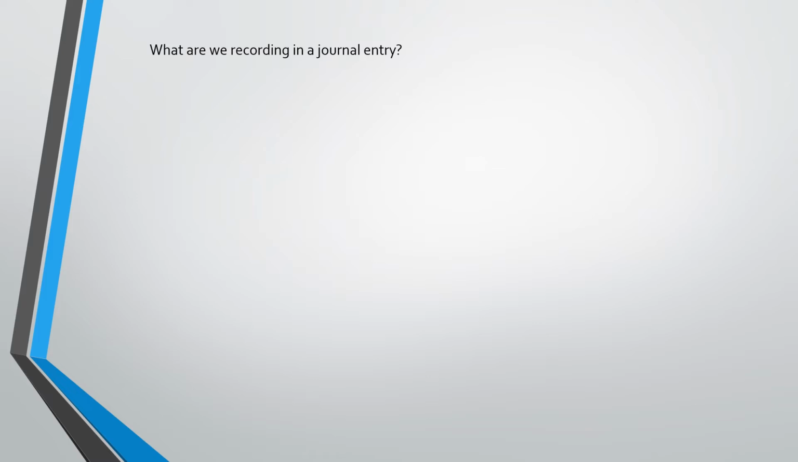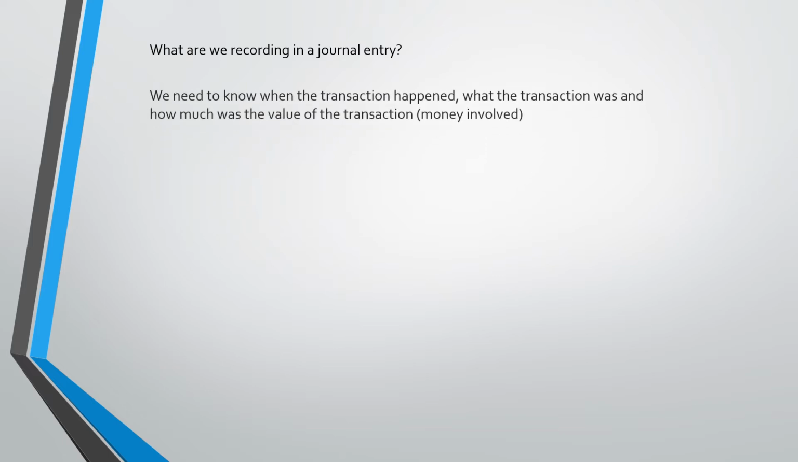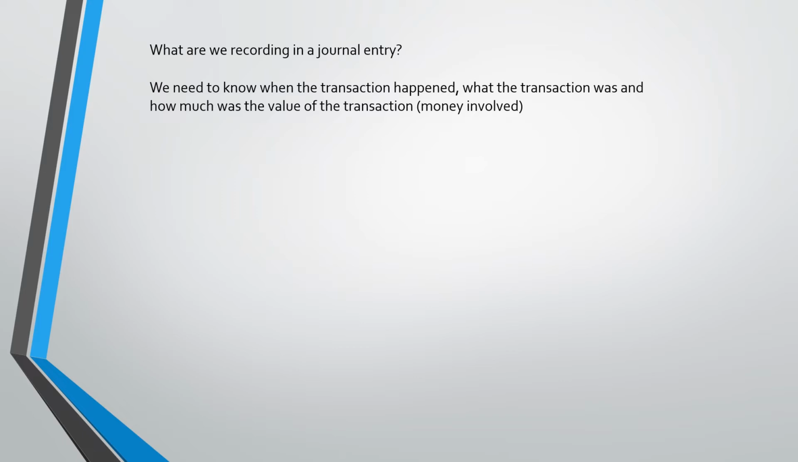Before we get into recording a journal entry, you need to know that accounting is based on historical transactions. So in a history book, you see the date, you see what was happening, you see who was involved and what was the impact. All these things are also recorded in a journal entry. So when you are analyzing the event which has happened, you need to say what were the accounts involved, how much was the value of the transaction, and of course when it happened.